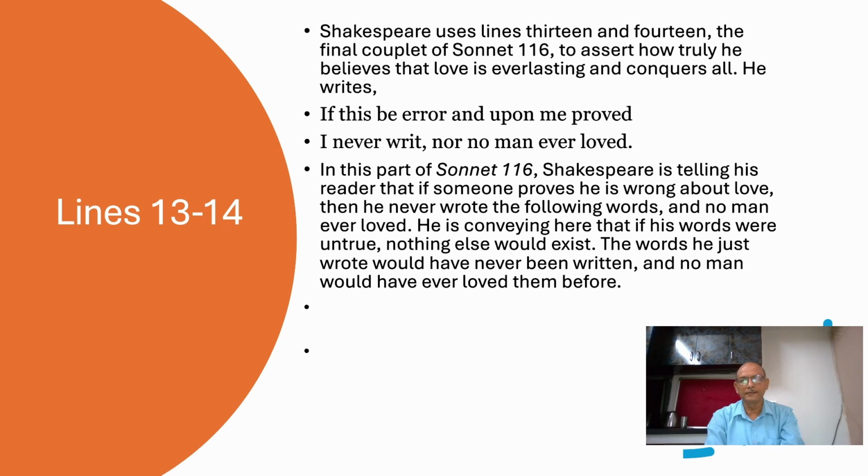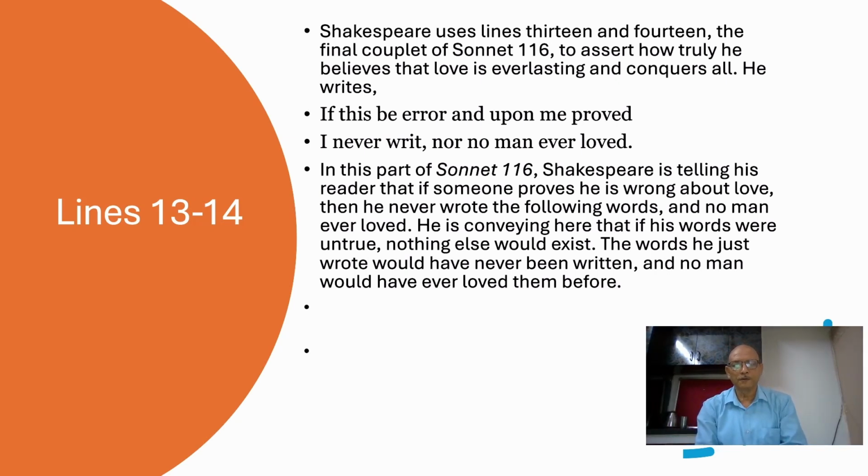Shakespeare uses lines 13 and 14, the final couplet of Sonnet 116, to assert how truly he believes that love is everlasting and conquers all. He writes, "If this be error and upon me proved, I never writ, nor no man ever loved."